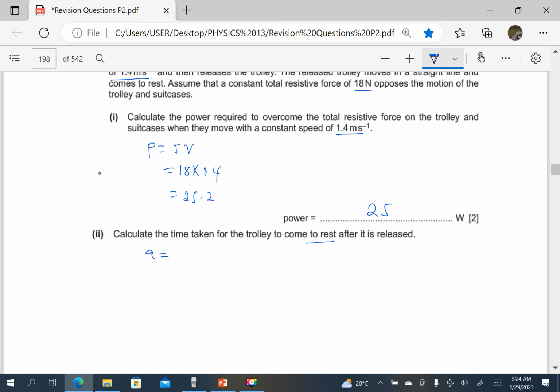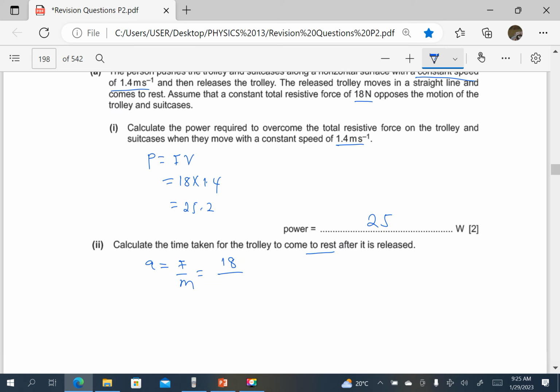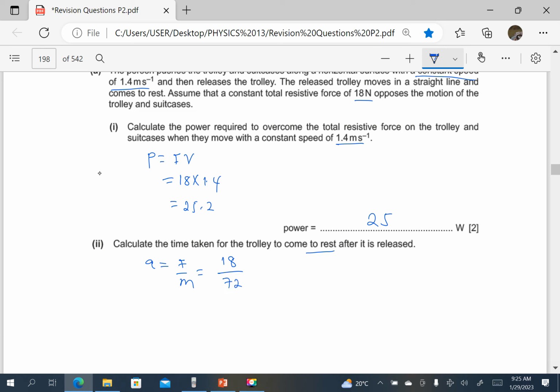The acceleration is equal to the resultant force over the mass. When it is released, it is only the resistive force acting. So it means the resistive force is the resultant force, which is 18 newtons. Then the mass of the trolley is 72 kilograms. Remember, this force is the resistive force.